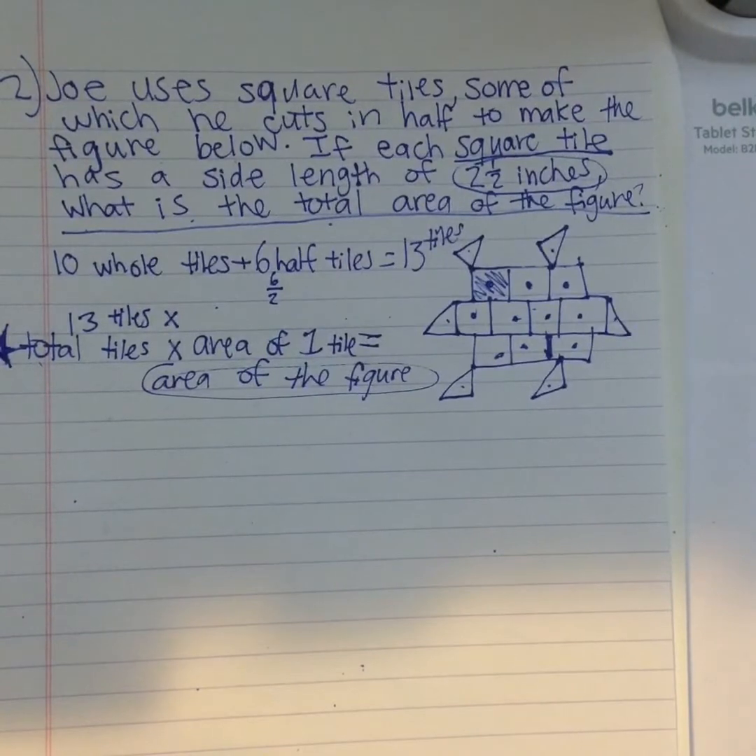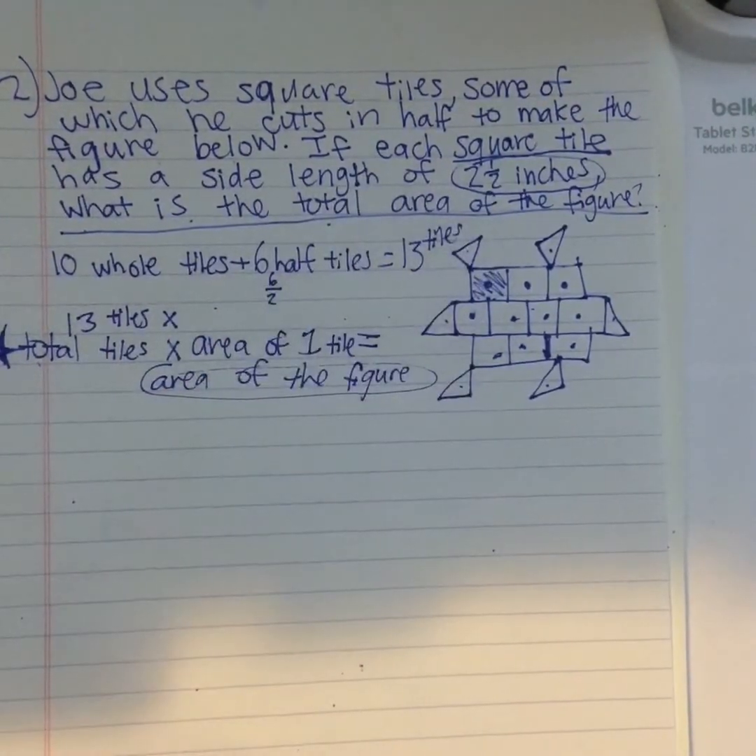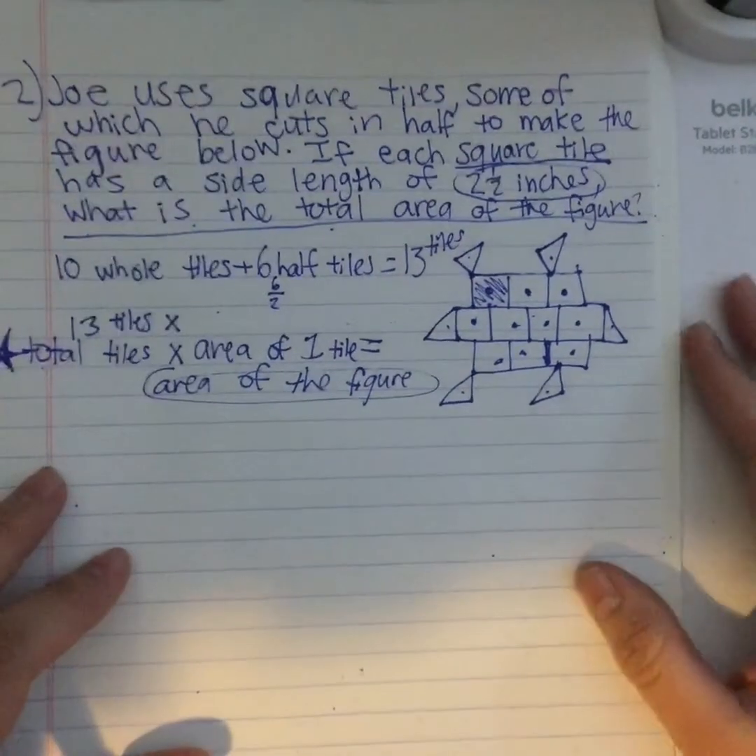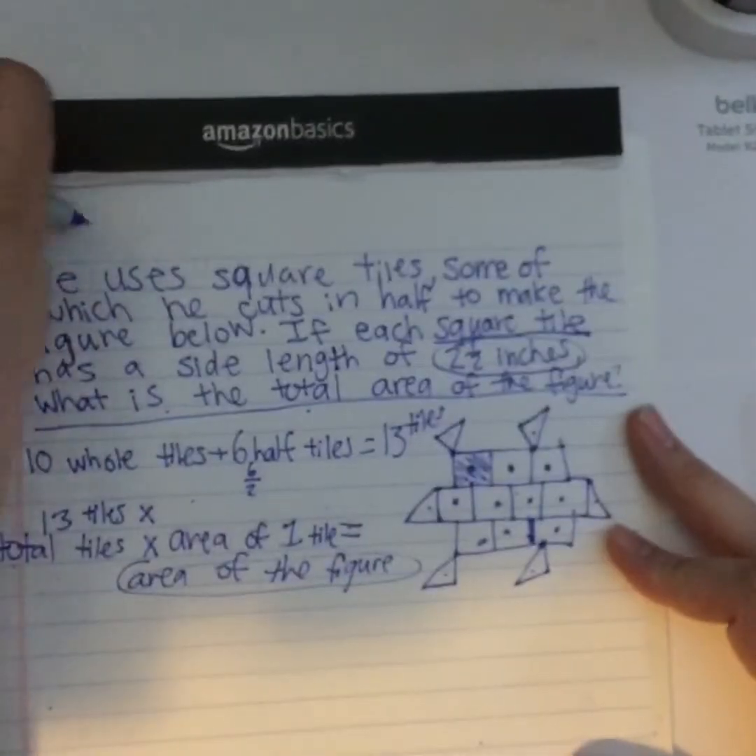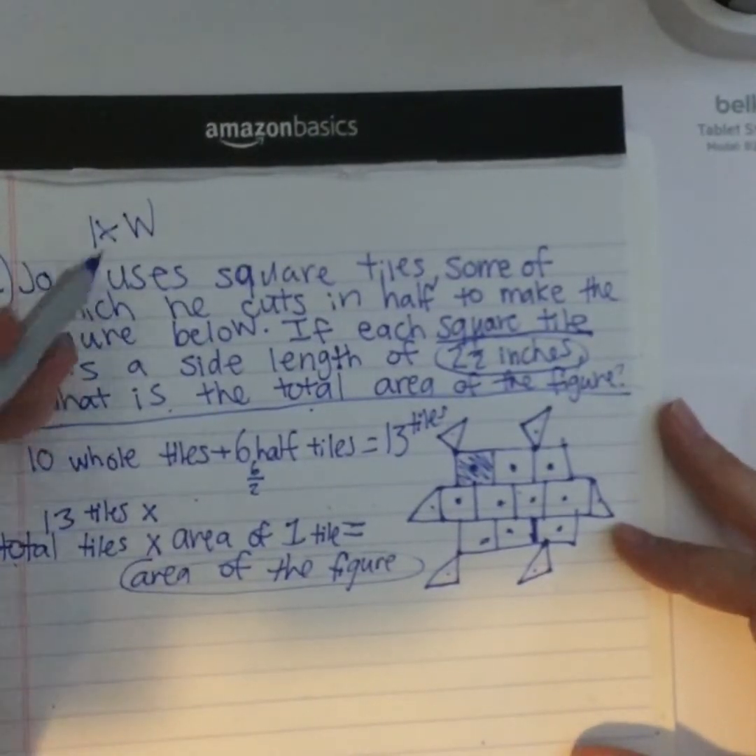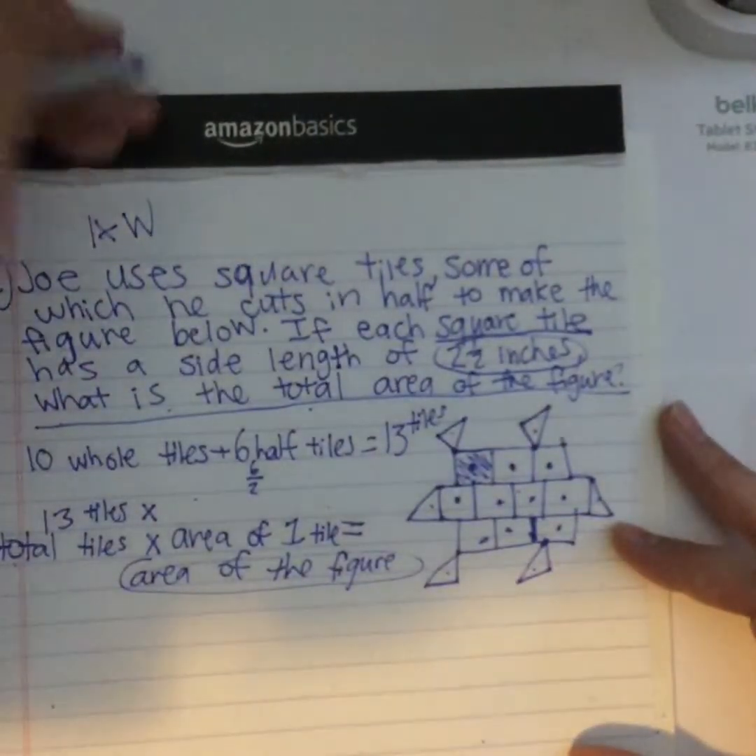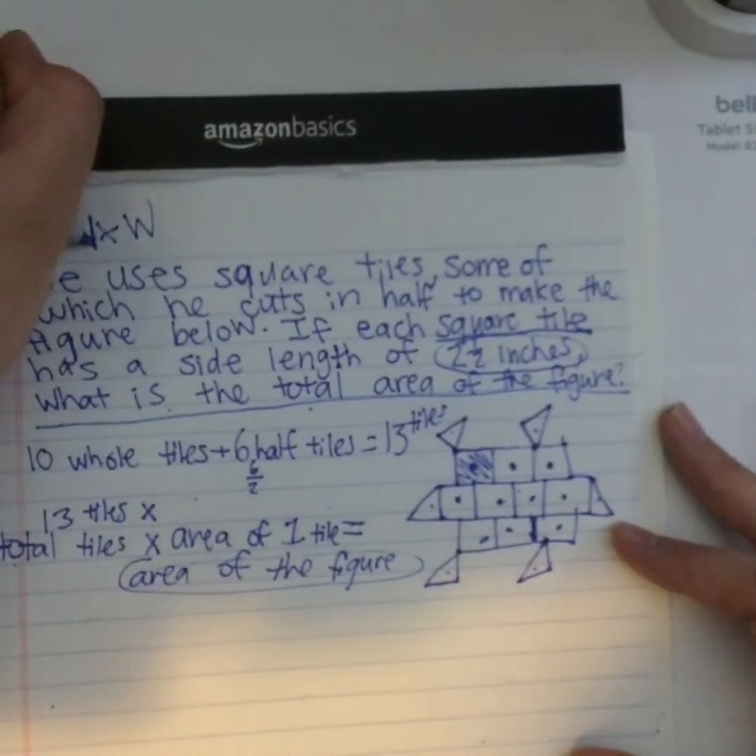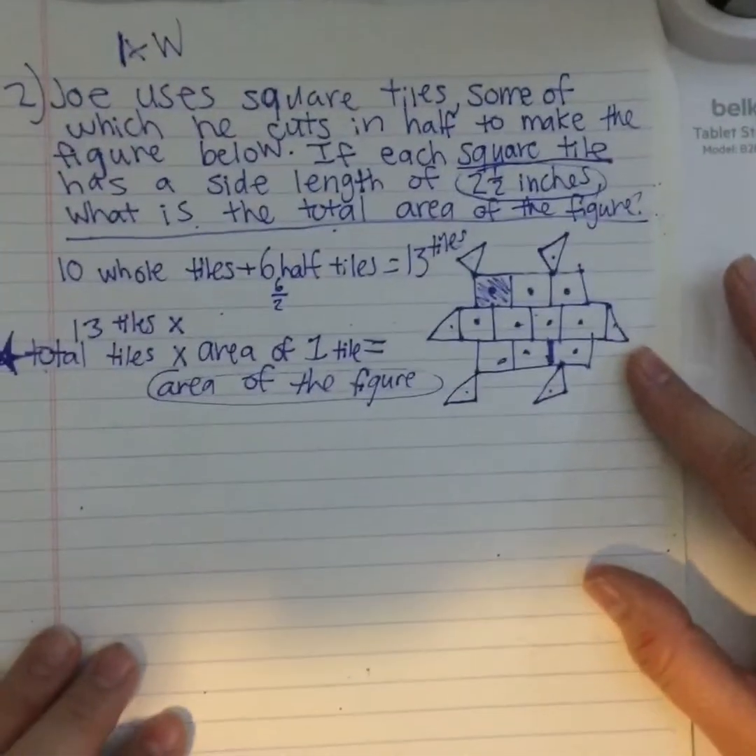Now I'm gonna figure out the area of that one tile by multiplying the length times the width. Remember, when we're working with area, we're working on length times width. If it was volume, it would be length times width times height. But we're working with 2 dimensions, so we're working with length times width.